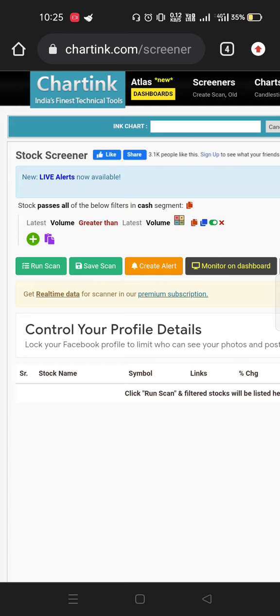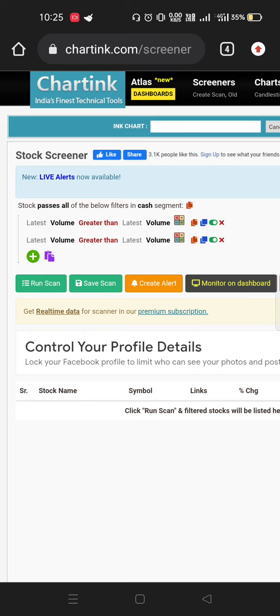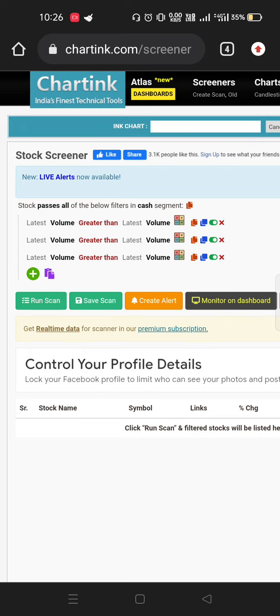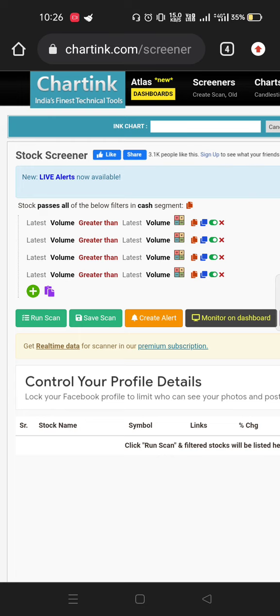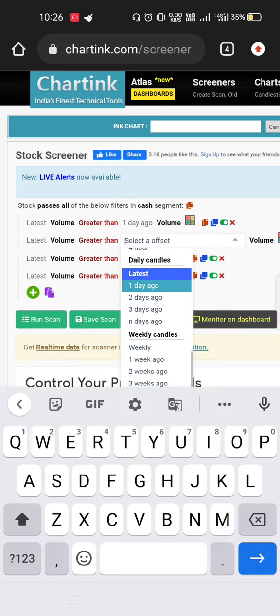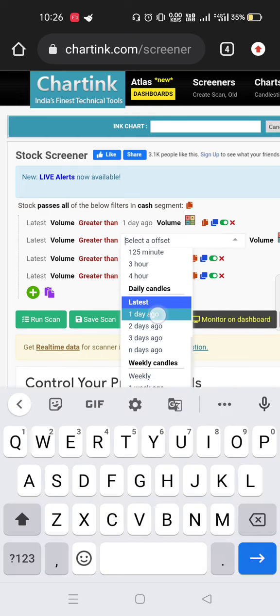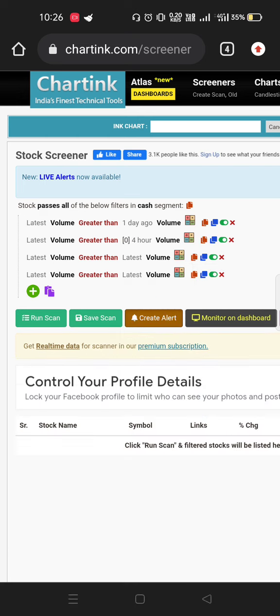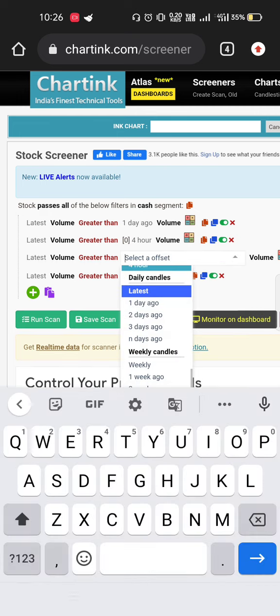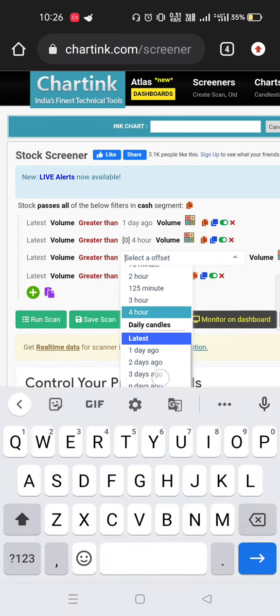You make it 4 clicks. Here you will have the copy, 2 3 4, and I would like to go for this one. Based on your standards, that is the time frame, and again the daily analysis. In the latest, I need to click 1 day ago. Below that I need to go for one more, which is the highest hour, that is 4 hours.